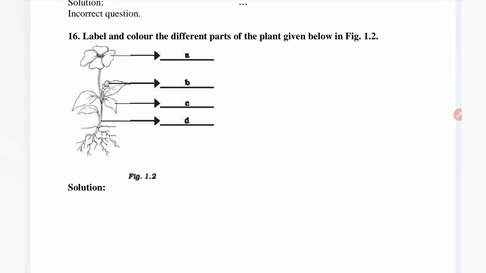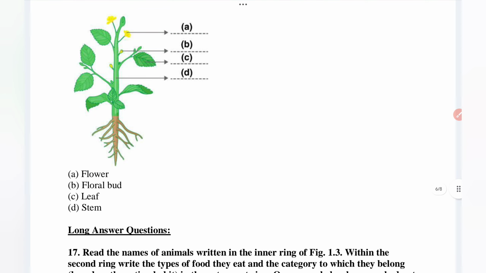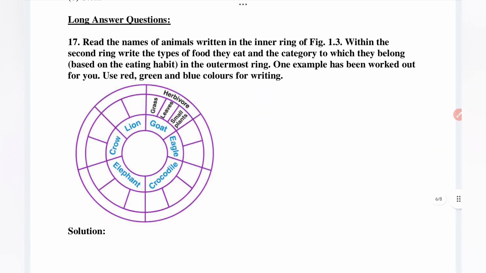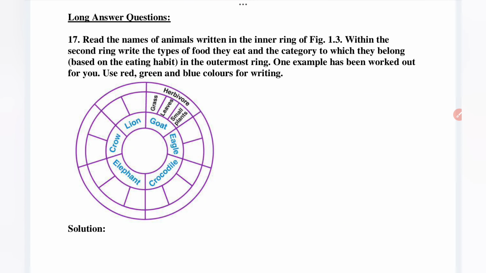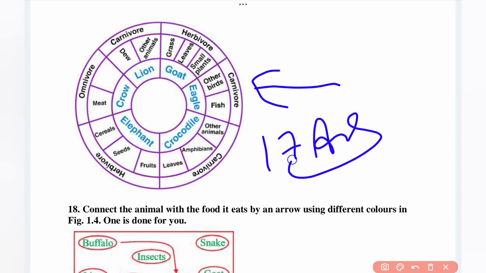And this is the label: first is flower, second is floral bud, and leaves and stems. And then after that you can see a long question answer: read the names of the animals written in the inner ring in figure 1.3. So we have to do this one, and this is the answer of this one. And this is the answer of this. This is the answer of the 17th one.